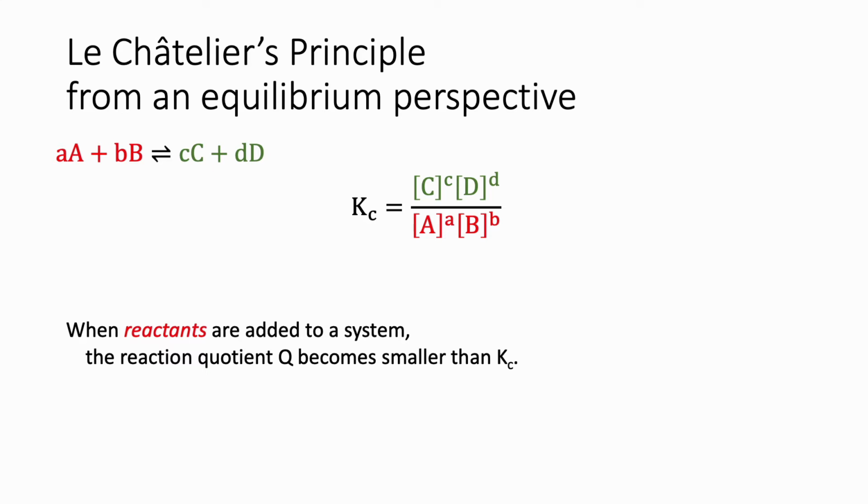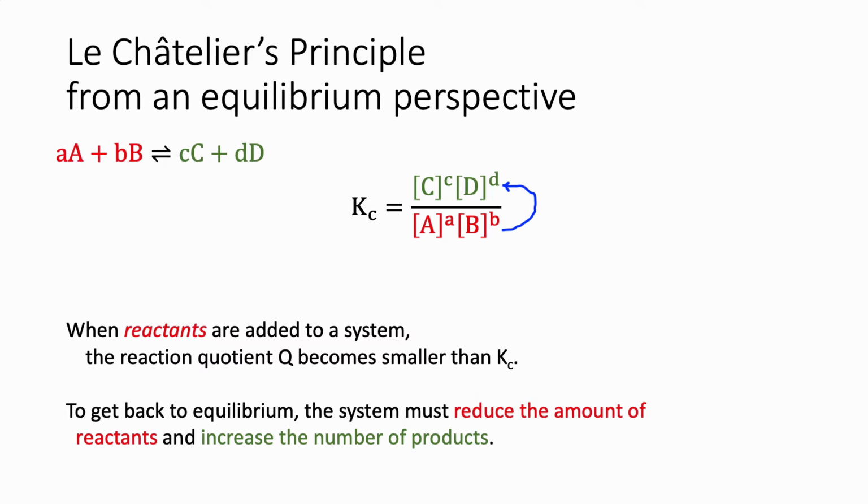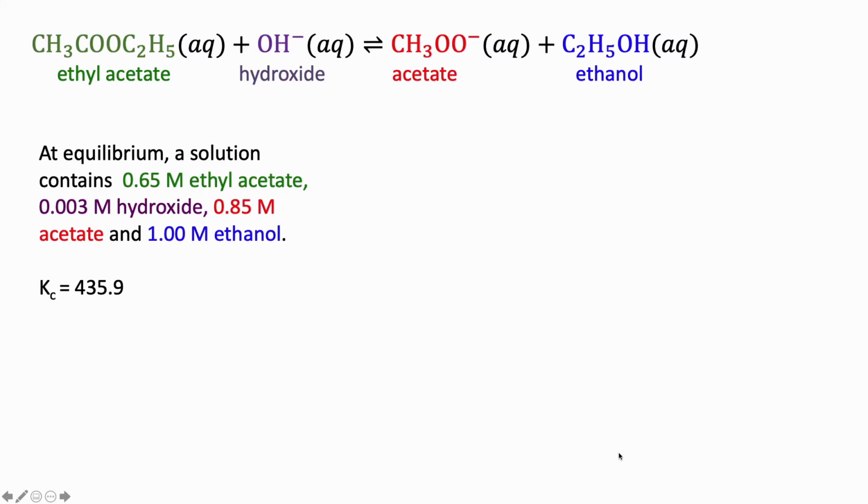So how do you change that? You change that by transforming reactants into products, basically making that number on bottom smaller and the number on top larger, and that should get you back to equilibrium. So let's look at an example of this.